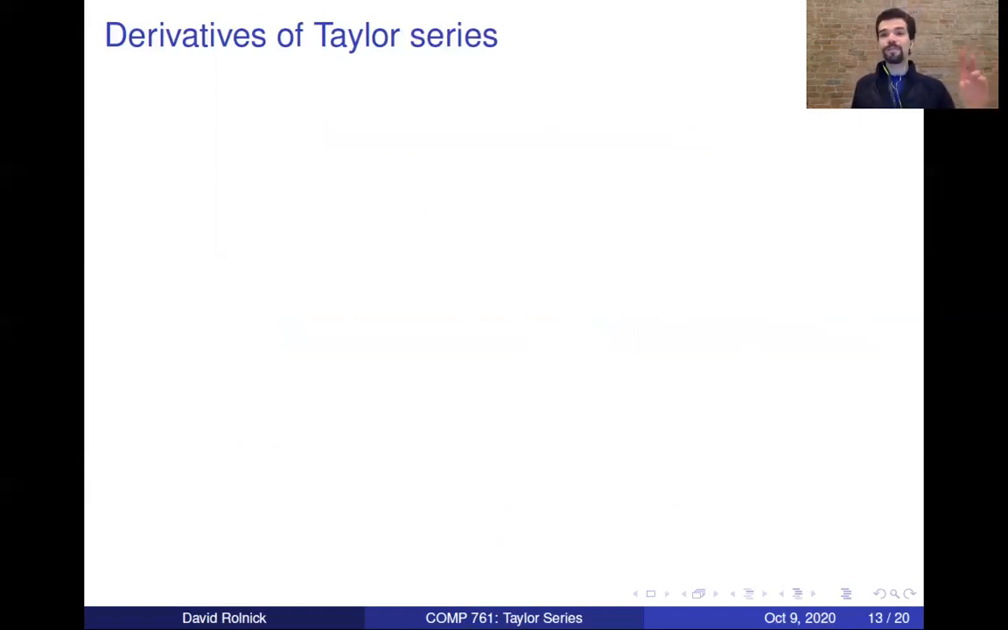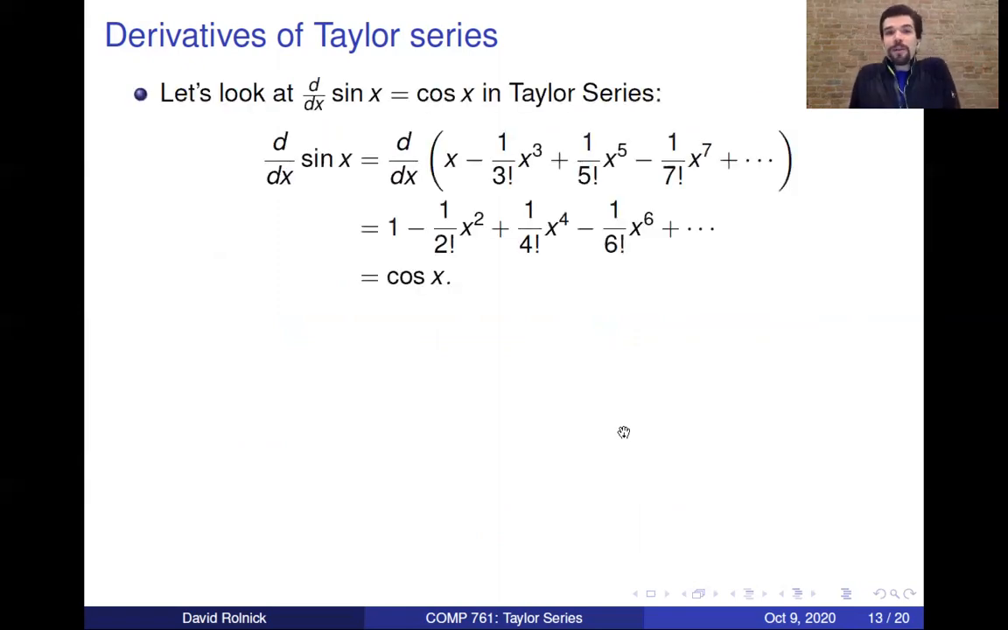Let's take a quick look at derivatives of Taylor series, since we have sine and cosine here. Let's look at what it means to do the derivative of sine equals cosine in Taylor series. We can just take the derivative of the whole Taylor series here. And look, the derivative of x is 1. The derivative of x cubed is 3x squared. So that becomes 1 over 2 factorial x squared. This becomes 1 over 4 factorial times x to the 4th. 1 over 6 factorial times x to the 6th. And look, we have the Taylor series for cosine of x. So the derivative of the whole Taylor series for sine of x is the same as the whole Taylor series for cosine of x. Another one of those things that's just really nice that it works.